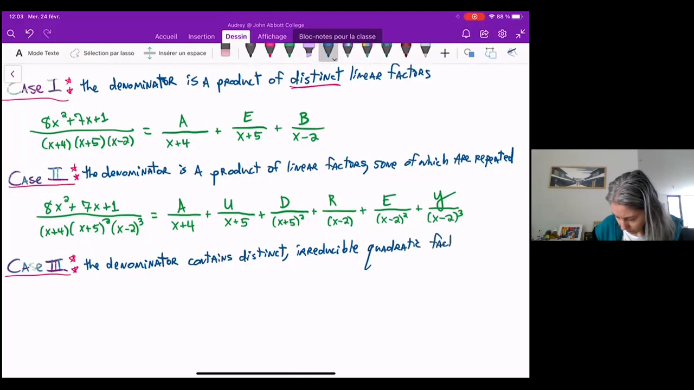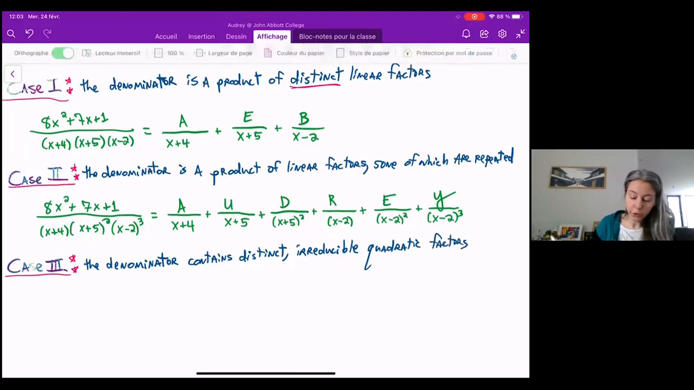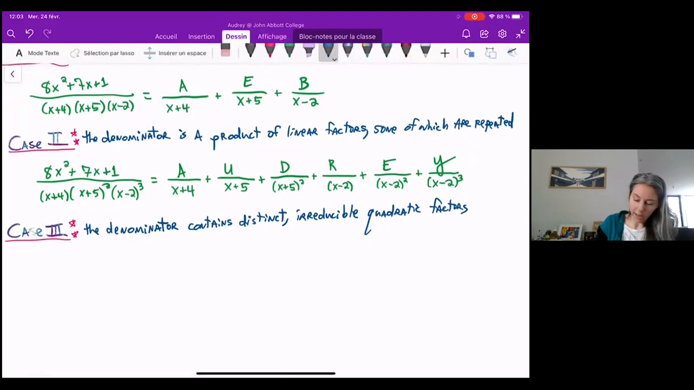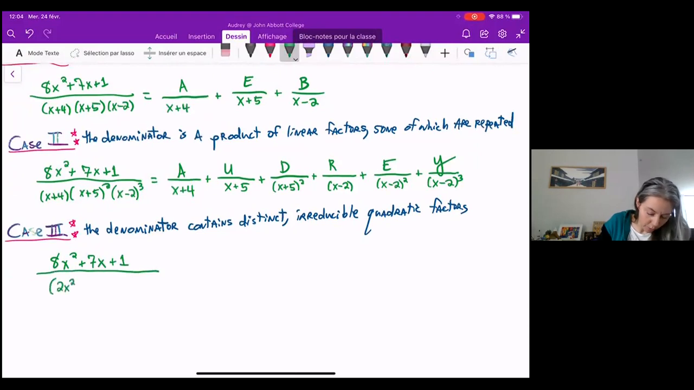Okay, so what this would look like, I'm actually just going to keep that same numerator. Let's just keep going with it. It really doesn't matter what's happening in the numerator. But maybe in the denominator, I have a 2x squared plus 7. And then we'll still say I have an x plus 4 and an x plus 5 squared.